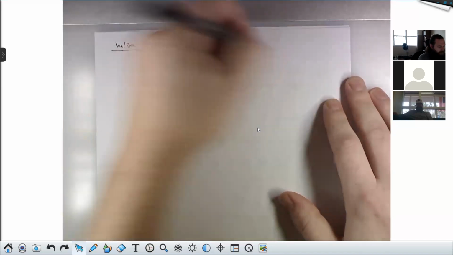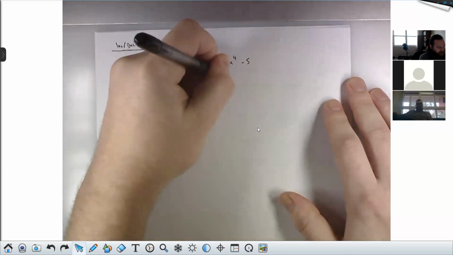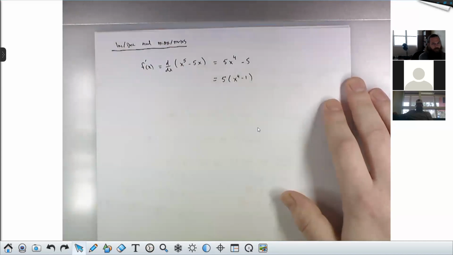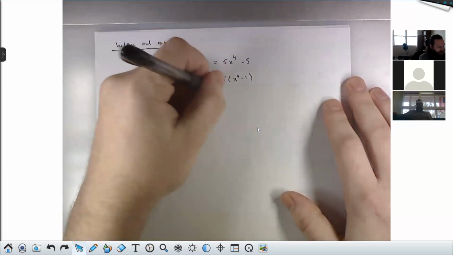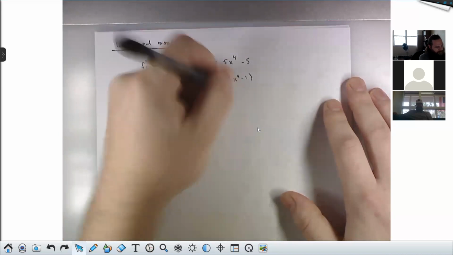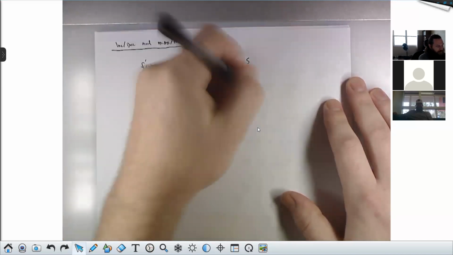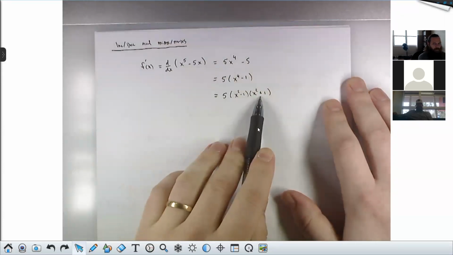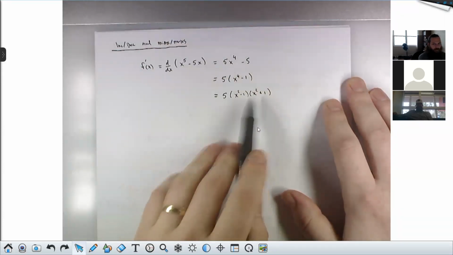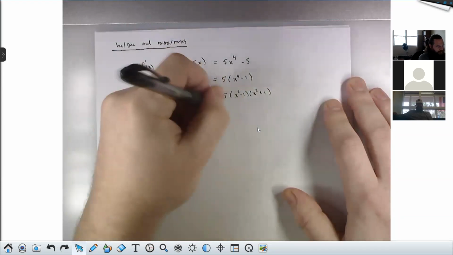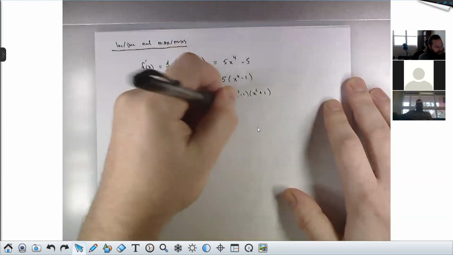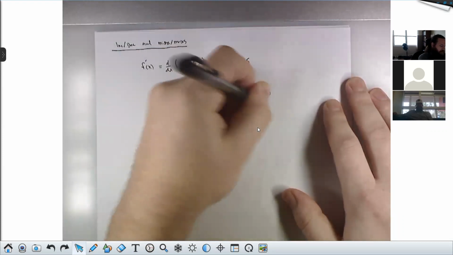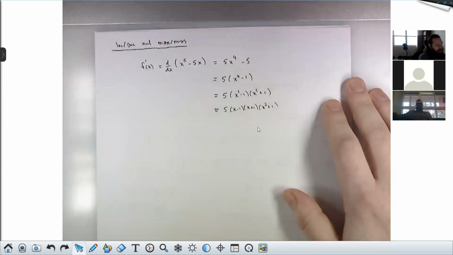You can factor out a 5, and you get x to the 4 minus 1 in parentheses like this, which can then be factored as a difference of squares. It's x squared minus 1 times x squared plus 1. Again, this piece is irreducible because it's x squared plus a positive constant, and this piece can be further factored as a difference of squares. This is 5 times x minus 1 times x plus 1 times x squared plus 1, like this.